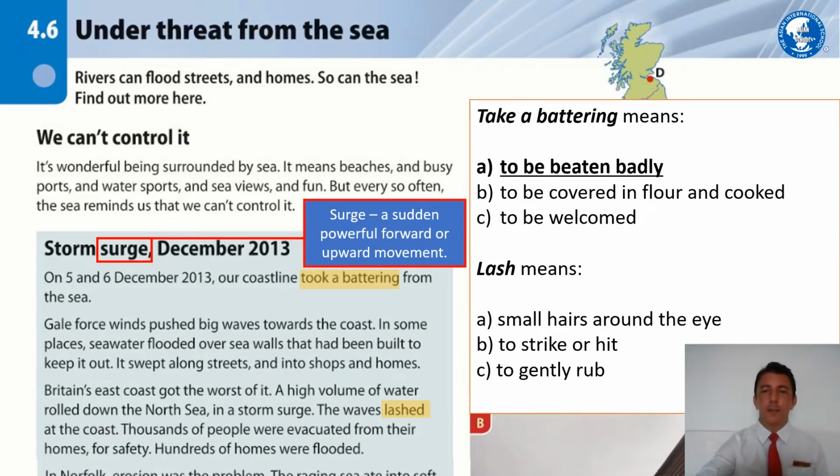And in this context, lash. Does lash mean small hairs around the eye? To strike or hit? Or to gently rub? The waves lashed at the coast. They struck or they hit the coast.